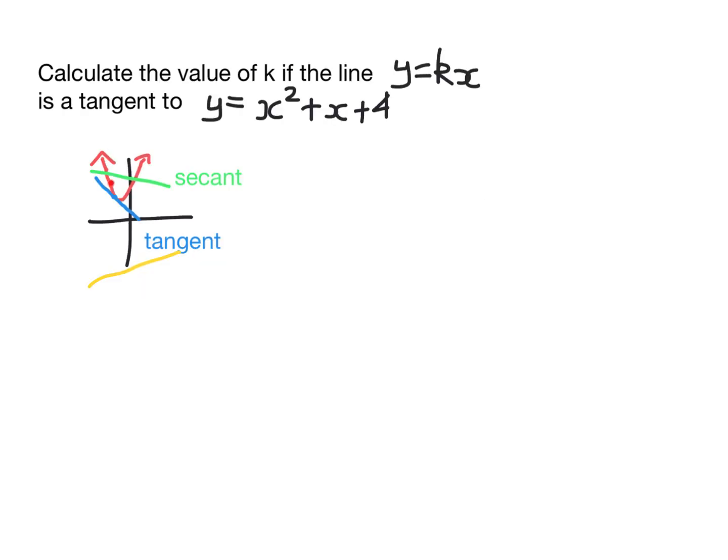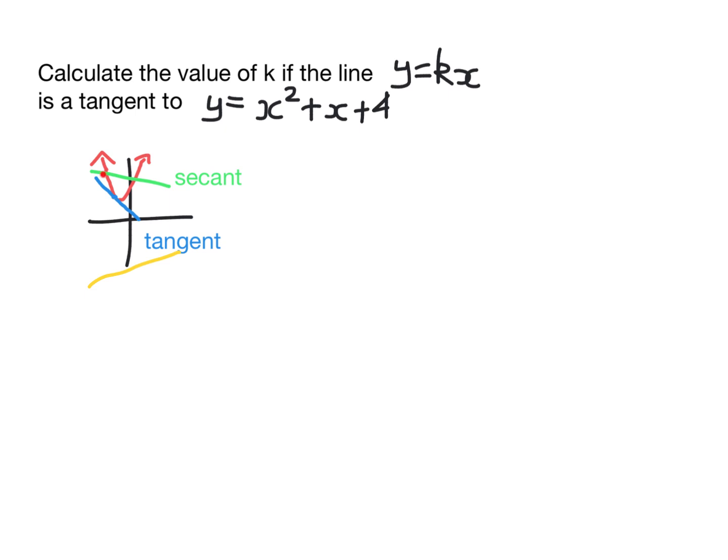So suppose we have this parabola drawn in red. There are three options for any line. The line can intersect the parabola twice, in which case we call it a secant. The line can intersect the parabola at just one point, in which case we say the line is a tangent, or like this yellow line, it might miss the parabola altogether.